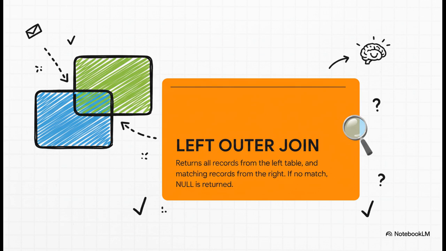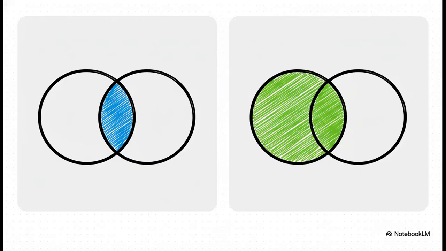This is so crucial when you need to see everything from one side of the equation. So here's the bottom line. The thing you have to remember, use an inner join when you only care about the perfect matches, the overlap. But use a left join when you're on a mission to find out what's missing. Think about it. How would you find customers who haven't made a purchase yet? That's a classic left join problem right there. It's the perfect tool for the job.